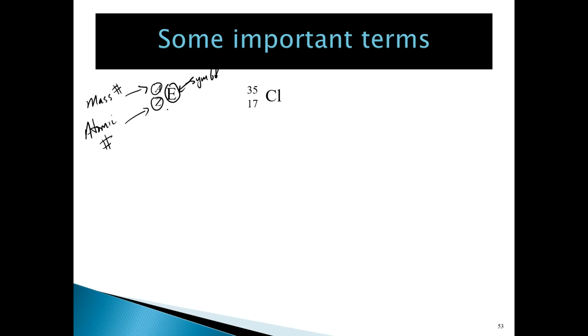That's Z, all right? So all this combination here, we call this the isotopic symbol for a particular isotope, right? So in this particular case, this is the isotopic symbol for a particular isotope of chlorine, right?